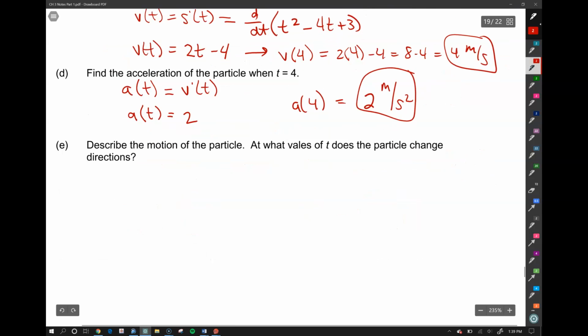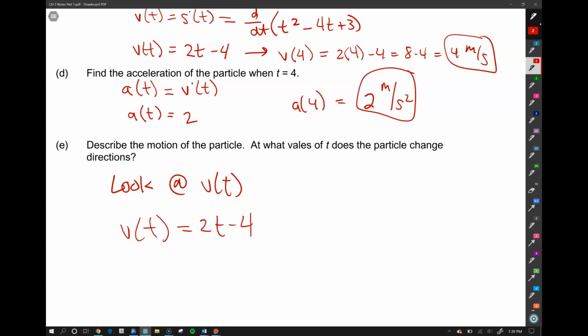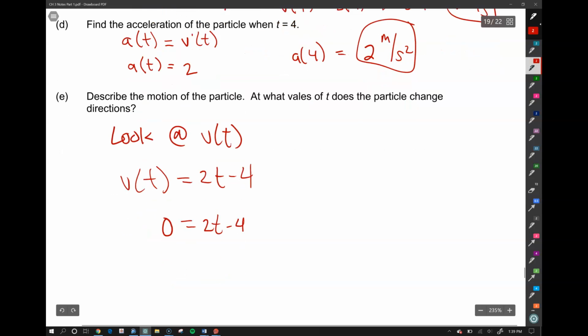All right, so what we really want to do when describing the motion is look at our velocity equation. So we know v of t, we found it, was 2t minus 4. And remember our example yesterday. We throw something up in the air. When did it change direction? When it gets to the top. What's the velocity at the top? 0. So we're going to switch directions when velocity is equal to 0. So we set it equal to 0 and we solve for the time where we switch directions.